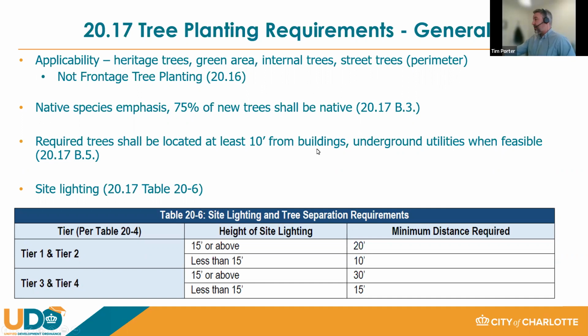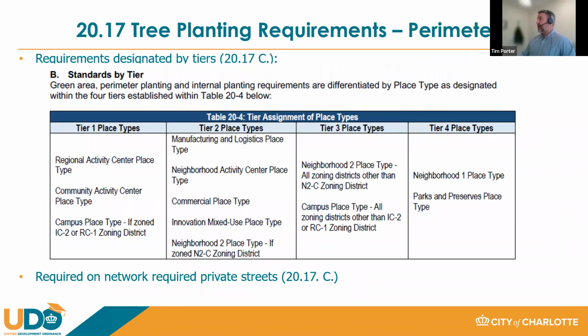There's a little bit of a change to site lighting. We provided some guidance in the table. 20-6 will be commonly used. Again, on the left column here, those tiers, they don't just apply to green area, they apply to tree planting requirements as well. So 20-4, as you can see here, is going to be a very important table to provide guidance on green area and tree planting requirements. And there it is again, 20-4. I should save that statement for my next slide.